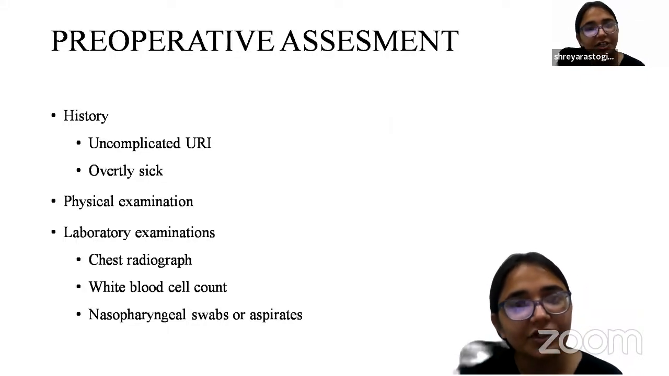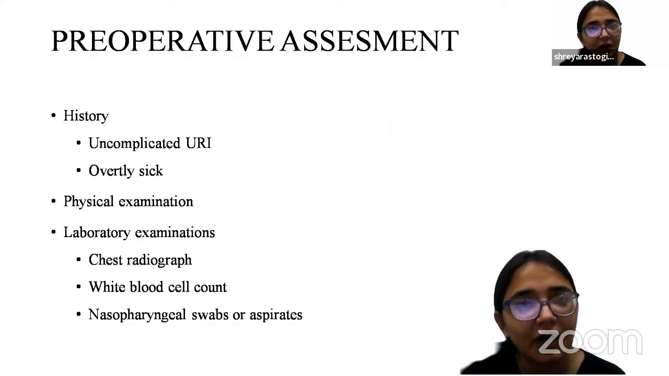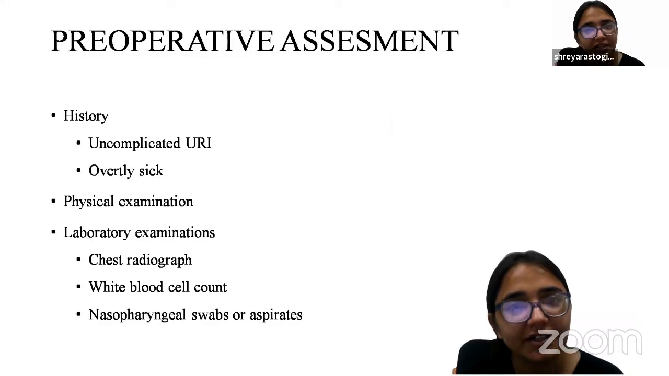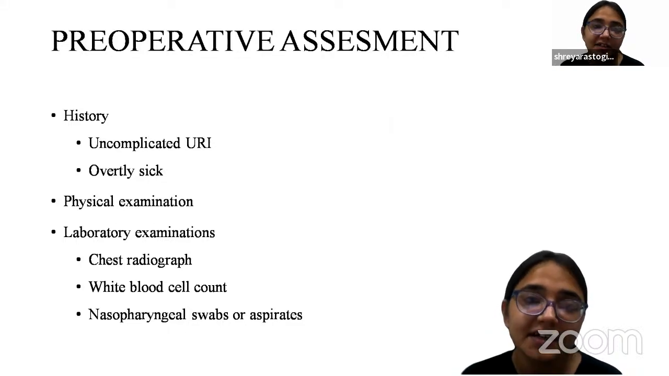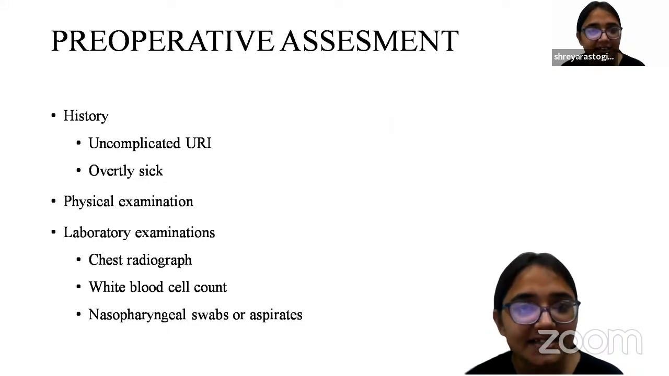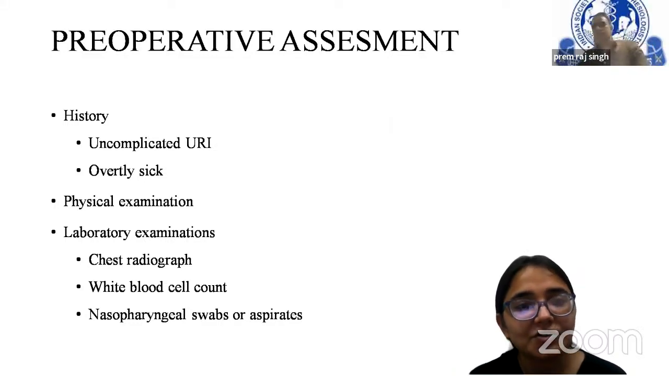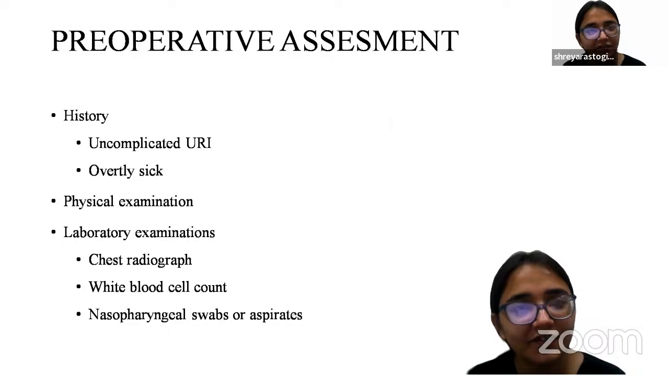So first we have to take the history, and we have to identify whether it is a complicated URTI or an uncomplicated URTI, whether it is mild, moderate, severe, depending upon the symptoms of presentation, and the physical examination, whether the child is having fever, tachypnea, audible wheeze. So mostly it depends upon history taking and physical examination.